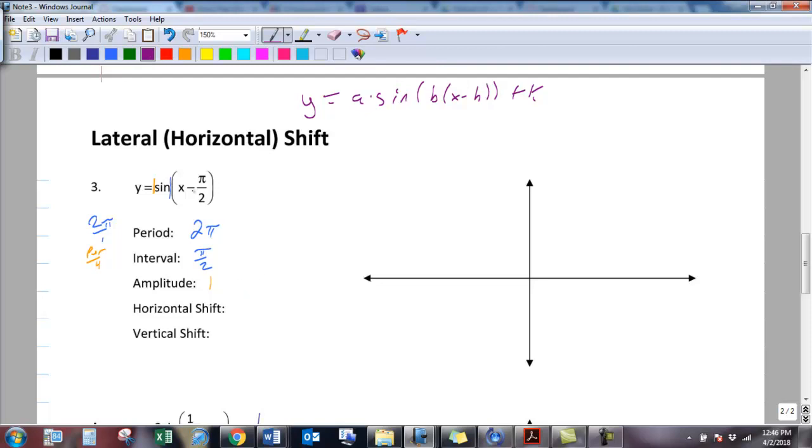Horizontal shift, we got one this time. This is going to go pi halves, which direction? Pi halves right. Opposite of what you think, right? Minus, so it's going to go in a positive direction. And this time there is no vertical shift. All right, so label your axes. Ready, go.